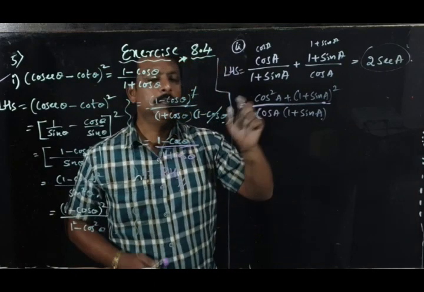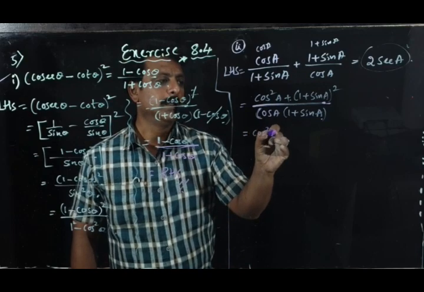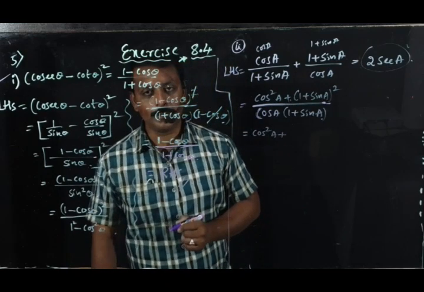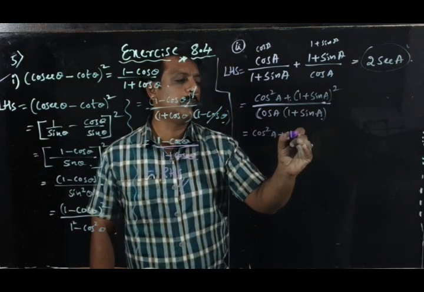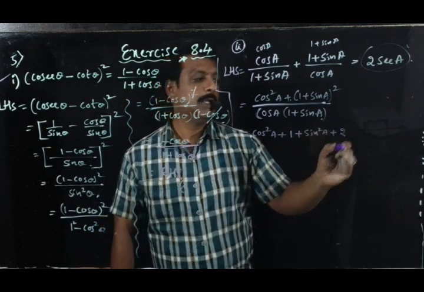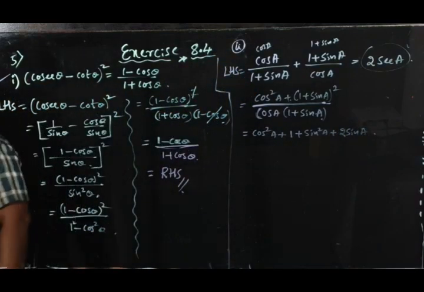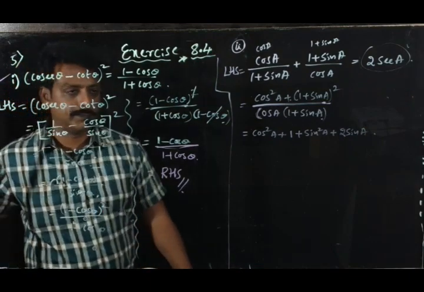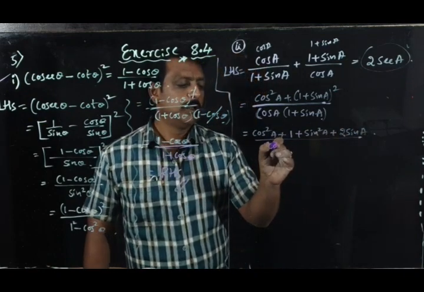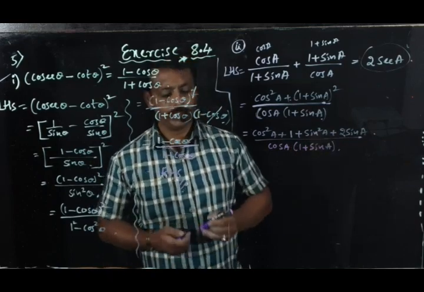Nothing. Only see the numerator. What is there in the numerator? Cos square A plus this one, which you expand using the identity (A plus B) whole square, which is A square plus B square plus 2AB. So 1 square is 1, plus B square means sin square A, plus 2 sin A. This is the expansion of (A plus B) whole square. And the denominator I am keeping as it is. I don't want to disturb it. So you will get cos A into bracket 1 plus sin A. Am I right?